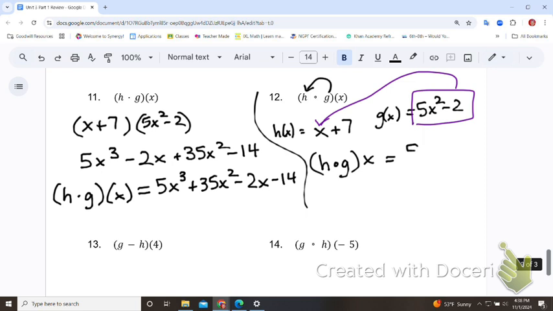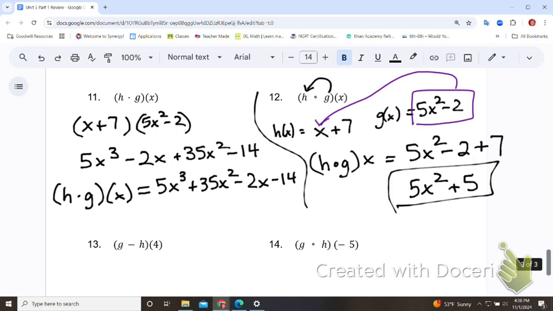is 5x squared minus 2 plus 7. And then we go ahead and simplify what we can, which in this case makes that 5x squared plus 5. And then the last two questions, we have a number, and you could perform the operation on the functions first and then plug in the number, or you could plug the number into both functions and then perform the subtraction.